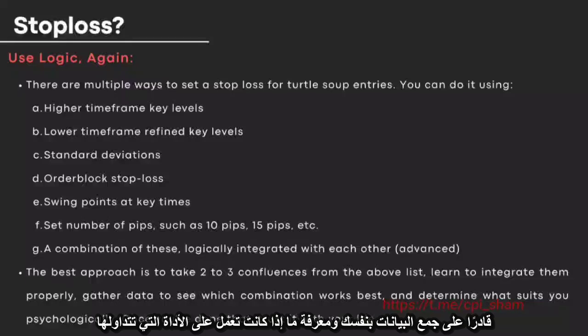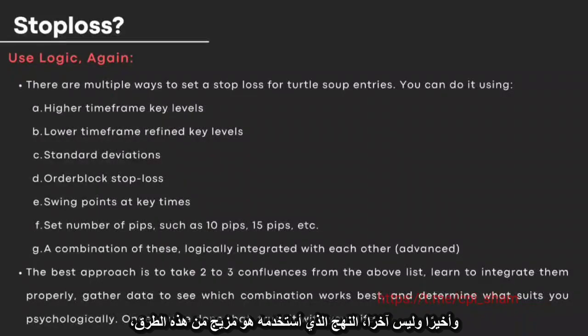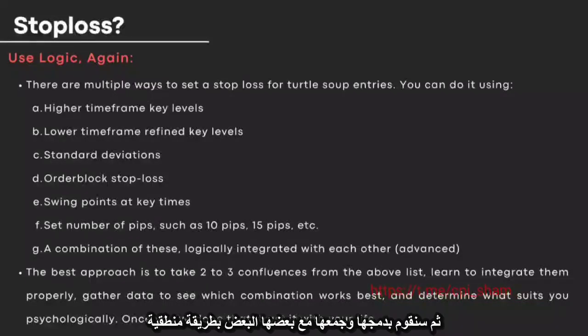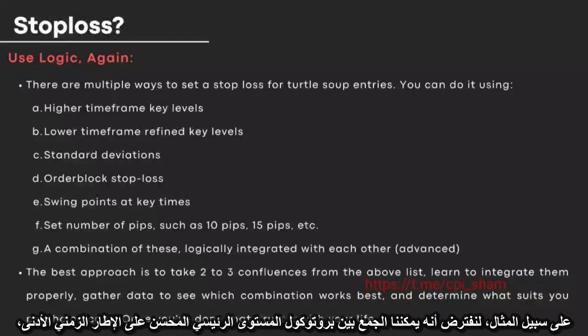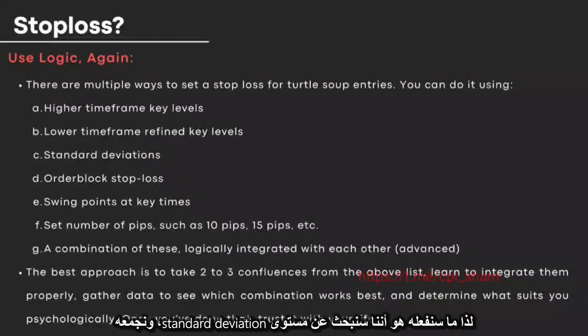The best practice for stop loss placement is to take 2 to 3 confluences from the above list and combine them with each other to create a logical and reliable stop loss placement approach. The way you're going to do that is by gathering data. You're going to backtest and collect data on different combinations of stop loss methods, and analyze which setups consistently minimize your risk and maximize your reward. And then you're going to choose the method that suits your risk tolerance and your trading style.